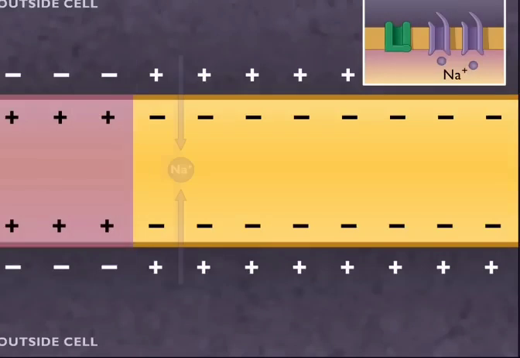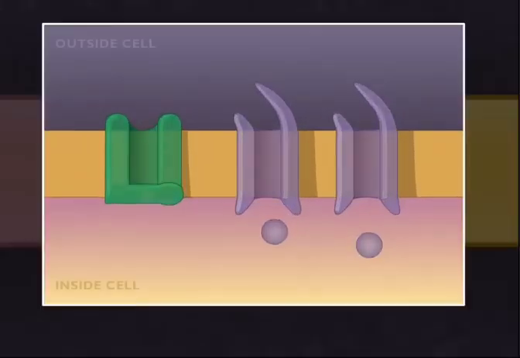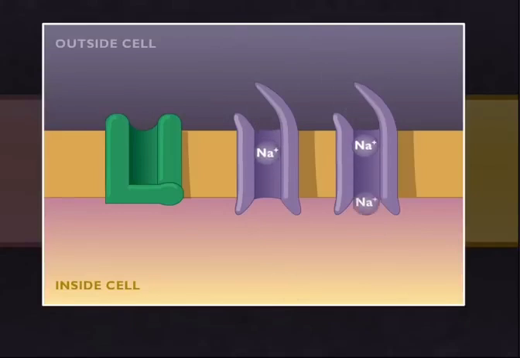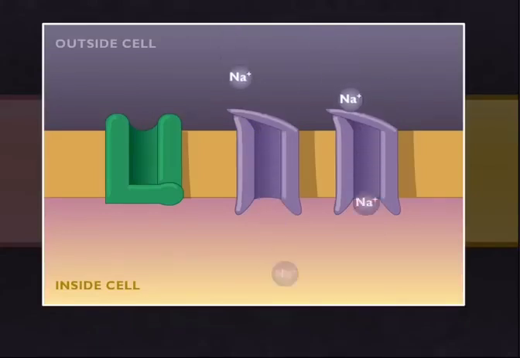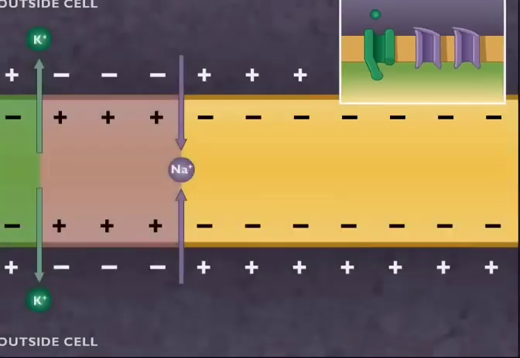Changes occur behind the action potential to restore the resting membrane potential. The voltage-gated sodium channels close and voltage-gated potassium channels open. This allows a rapid flow of potassium ions out of the cell, repolarizing the membrane so that the inside is again negative and the outside positive. This is followed by use of sodium-potassium pumps to fully restore the resting membrane potential and to reestablish proper concentrations of sodium and potassium ions inside and outside the cell.